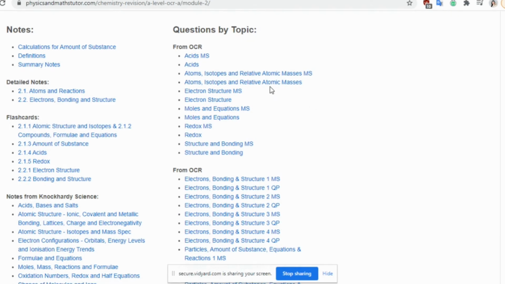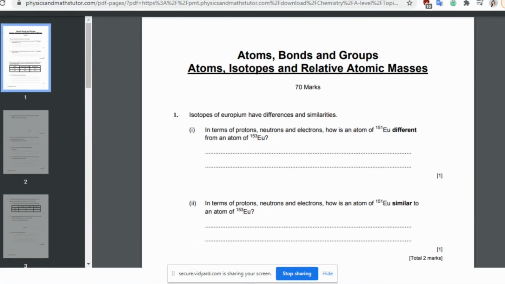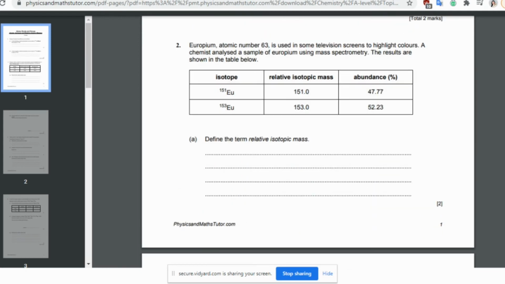So we've got atoms, isotopes and relative atomic masses. Let's open that up in a new tab. That's the question paper. And we can download this by clicking the arrow at the top and print it.